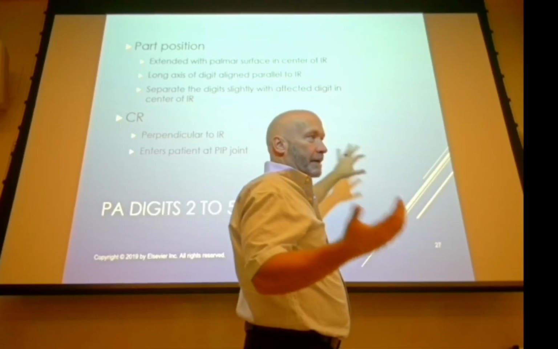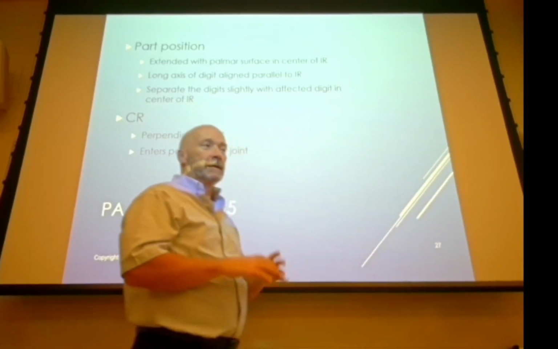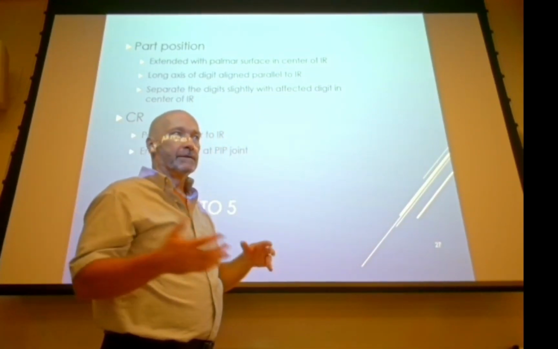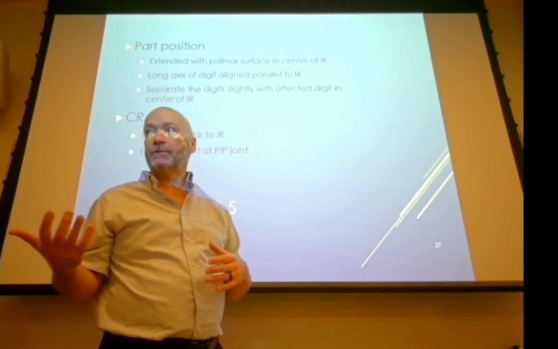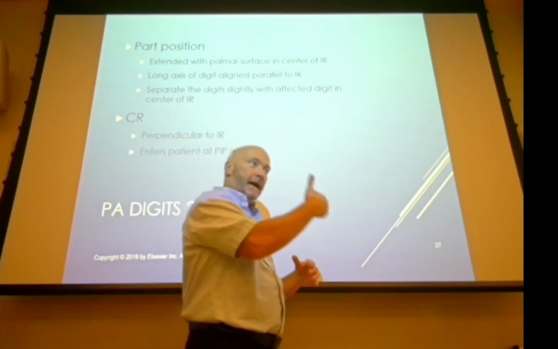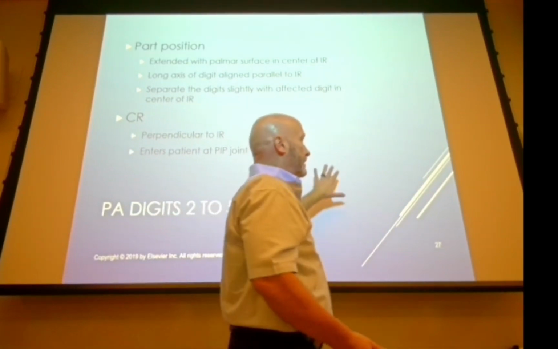So, if your doctor's okay with that and your hospital's okay with that, then follow protocol. It's a little bit easier, but just know that you're not going to see joint spaces. They're going to be closed because they're at an angle. They're not parallel to the central ray.